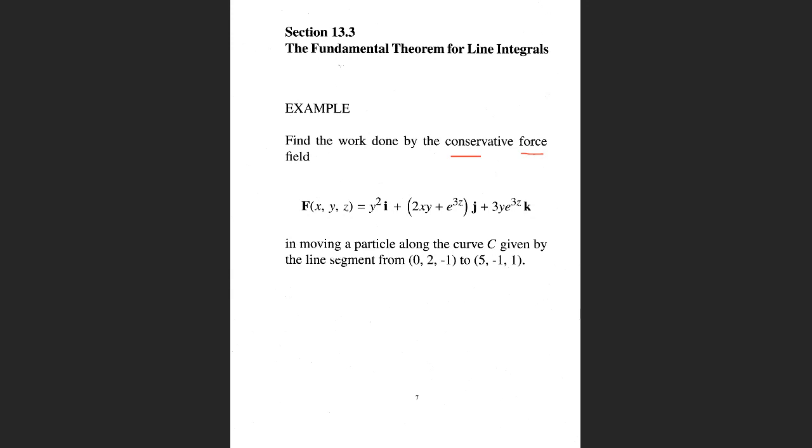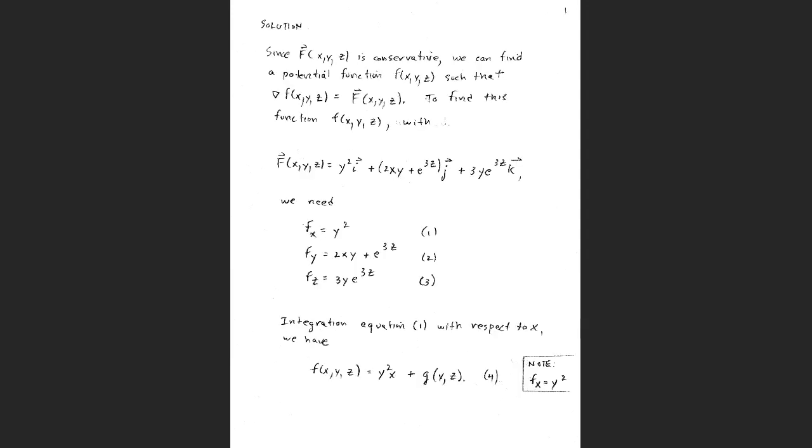I'll make another comment too. If you don't have a conservative vector field, you can still compute the work done by a vector field moving a particle along a path. But what's involved then is finding a parameterization for that path and using the definition of work in section 13.2. But we do have a conservative vector field here, and so we'll use the fundamental theorem of line integrals to help us compute the work. And so here we go.